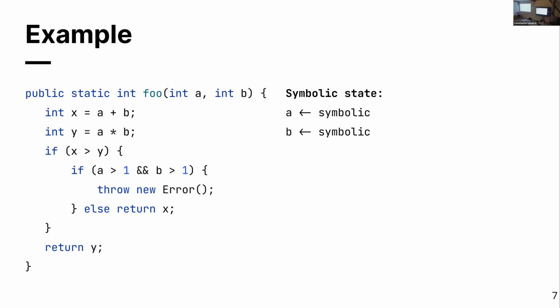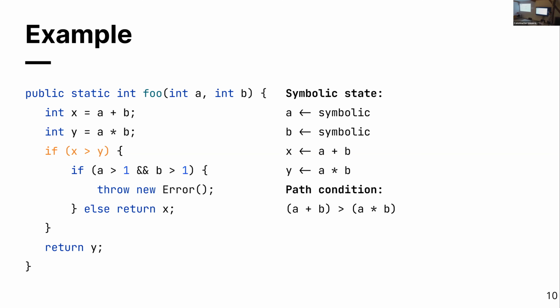Let's try some example just to see how everything works. We have a simple function in Java, which takes two integer values and performs some operations. And we can see that one of the execution paths of this program may lead to an exception. Let's try to see how symbolic execution can find this exception. At the start, we just have symbolic inputs, and that's it. And then, at each step of the execution, we perform all the necessary operations symbolically and store the resulting values. For example, we remember that variables x and y are somehow computed from inputs a and b. And then we reach our first condition, the first if.